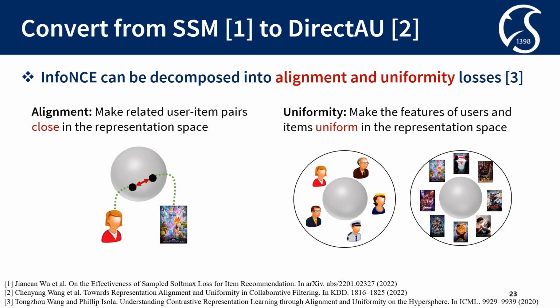One study showed that the influencer loss, actually SSM, decomposes into alignment and uniformity loss. Here, alignment aims to make related user and item vectors closer. At the same time, uniformity ensures that user and item vectors are distributed as uniformly as possible, maximizing space utilization. This also ensures the diversity of users and items.